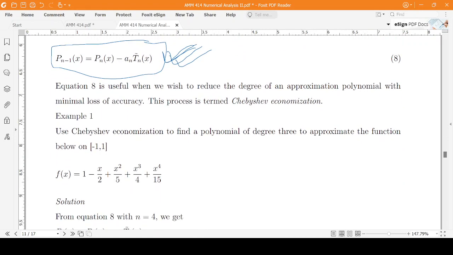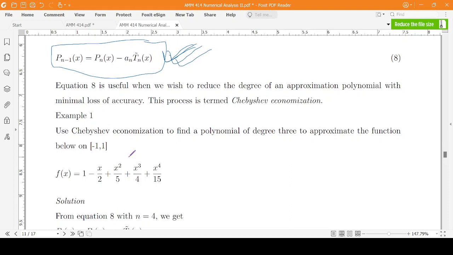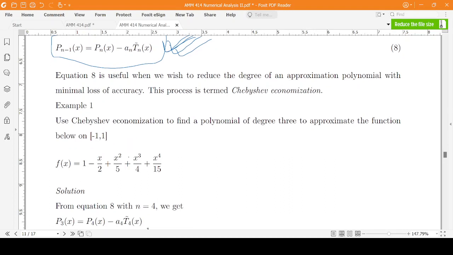So you are given a polynomial of degree 4. You have to use Chebyshev economization to find a polynomial of degree 3 to approximate the function below on the interval minus 1 to 1, and we shall use equation 8. This one is a polynomial of degree 4, so we can call it P4 of x. So we see that n is 4. So in this equation 8, we put n is 4, so n minus 1 will be 3.